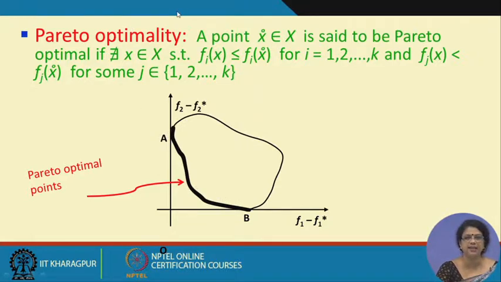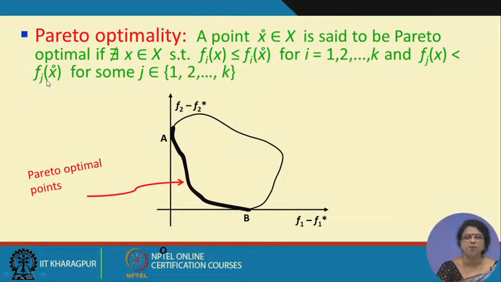That is why mathematically a point x0 is said to be Pareto optimal if there does not exist any other x such that fi(x) is less than or equal to fi(x0) for i equal to 1 to k, and for at least one j between 1 and k, fj(x) is less than fj(x0). It maintains the dominance structure between x and x0 of the same function.